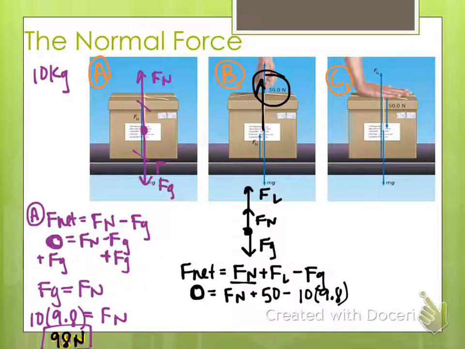Solve here for the normal force. All right, I even gave you the numbers. It lifted it with 50 newtons. Our gravitational force is 10 times 9.8. So they're all equal to 0. Yep, because our box is not leaving the table. It's not accelerating in the vertical direction.